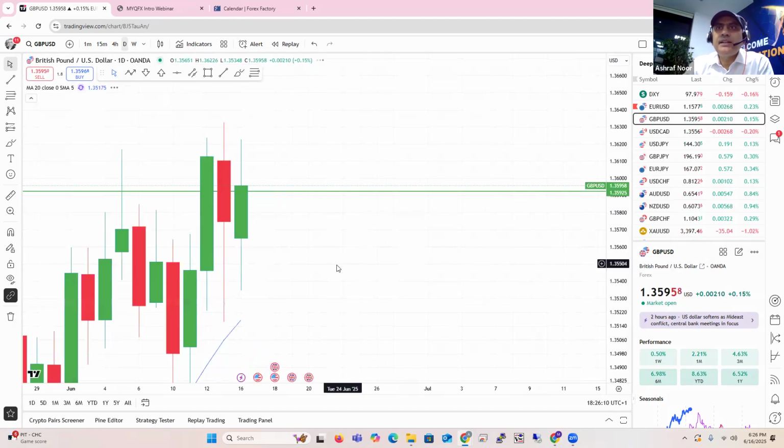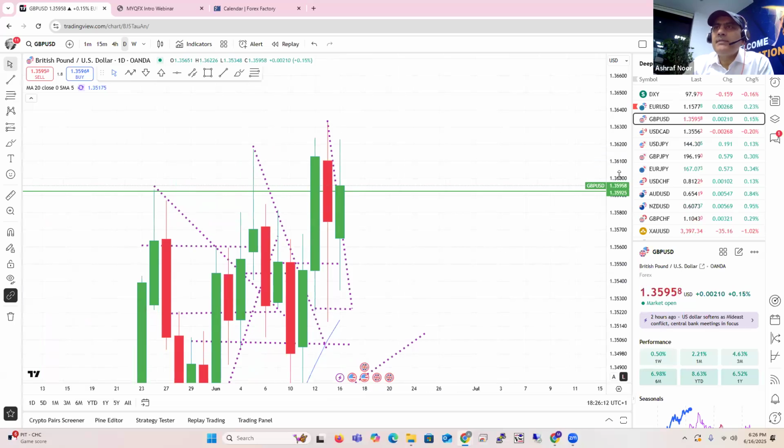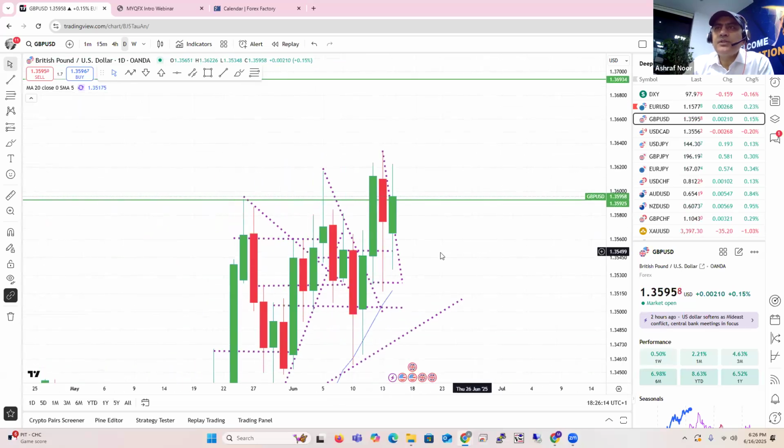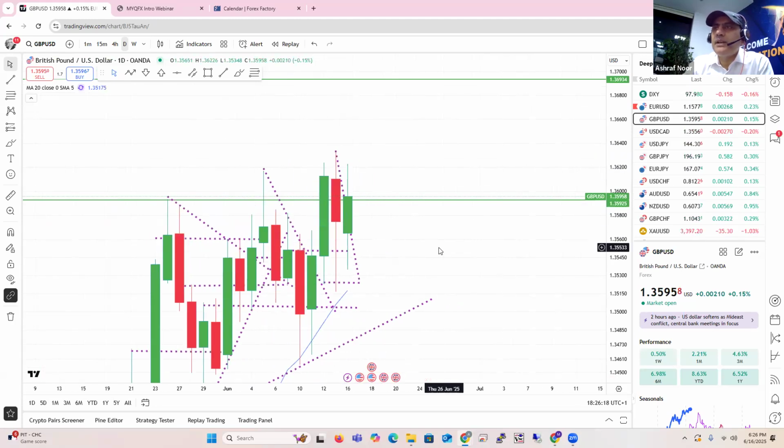So if you look at the daily candlestick pattern, we had a nice short trade here last week. We also had a long, and we also had a short trade here. If you're following my analysis on the MyQFX YouTube channel, you will see I'm broadcasting my pound dollar analysis review every day. So if you look at the weekly candlestick pattern, we have this bearish candle.